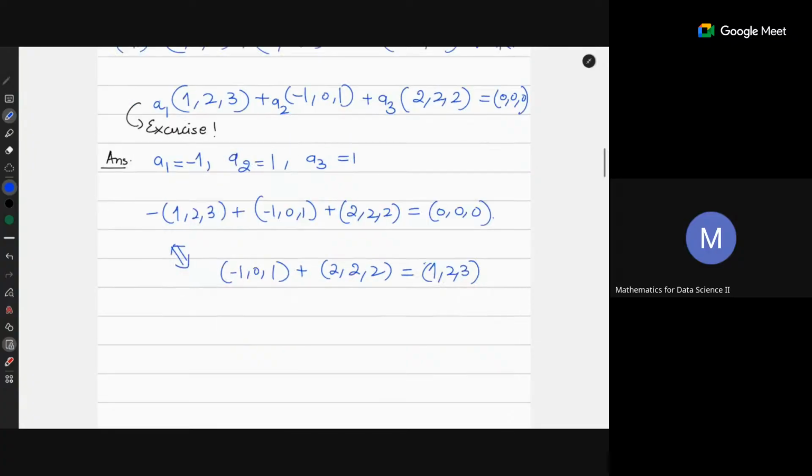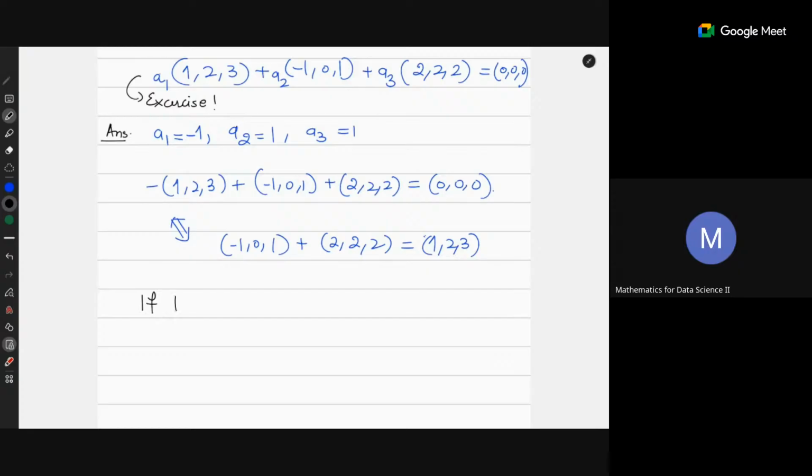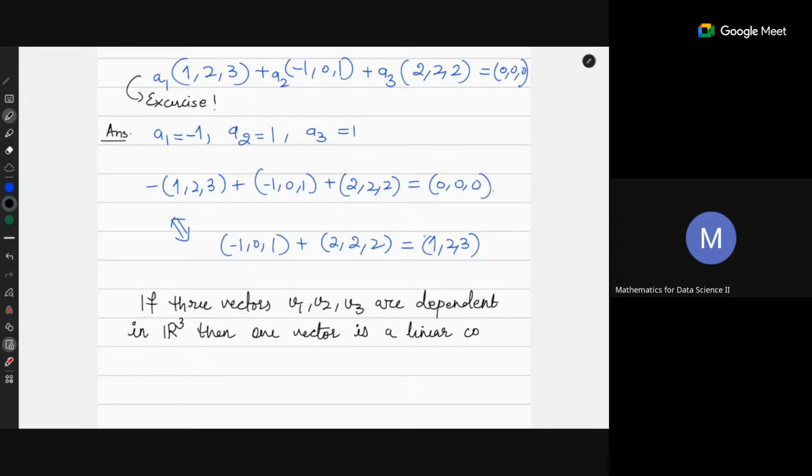So what you have noticed over there is that if 3 vectors V1, V2, and V3 are dependent in R3, then one vector is a linear combination of the other 2 vectors.